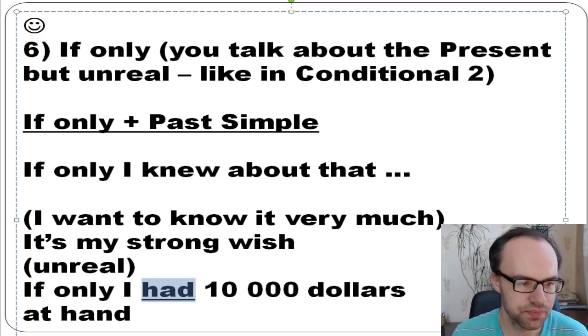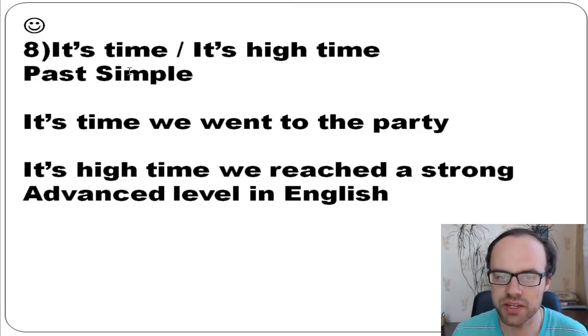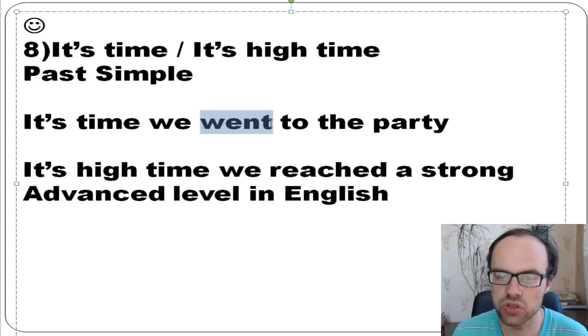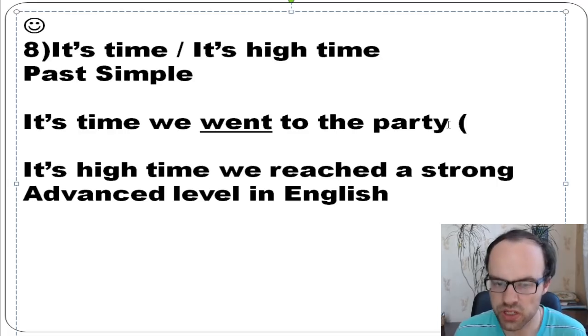Well, so next, it's time and it's high time. So we also use past simple with this structure. So it's time and past simple. It's time we went to the party. So we use past simple. It means that really we need to go to the party.